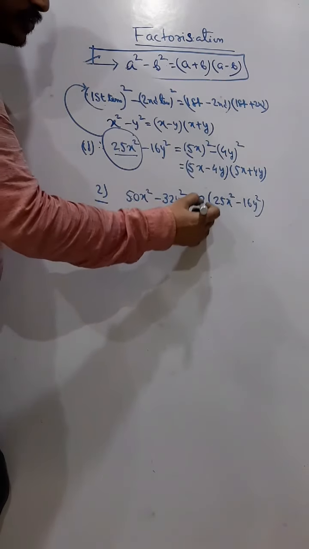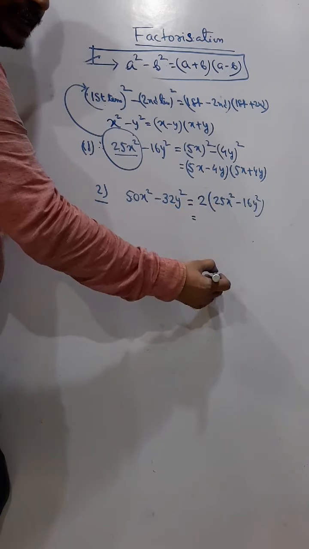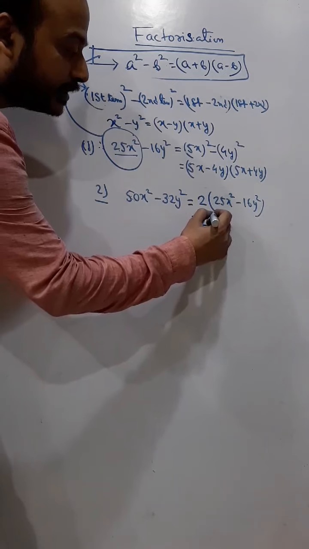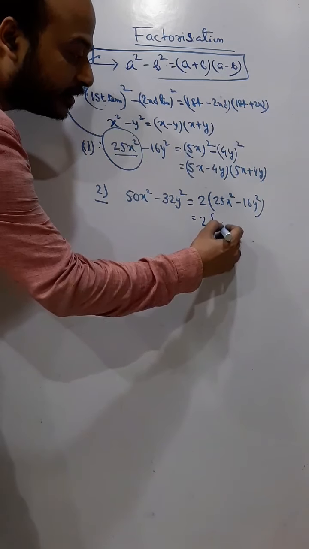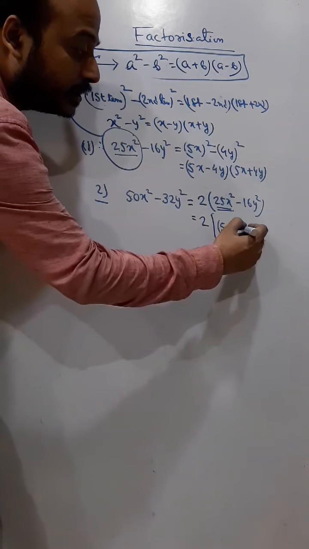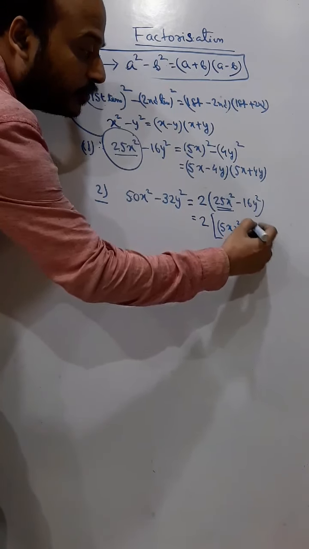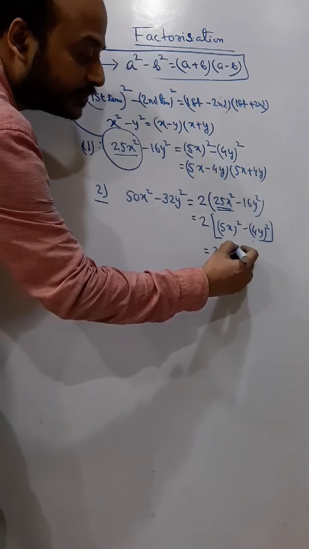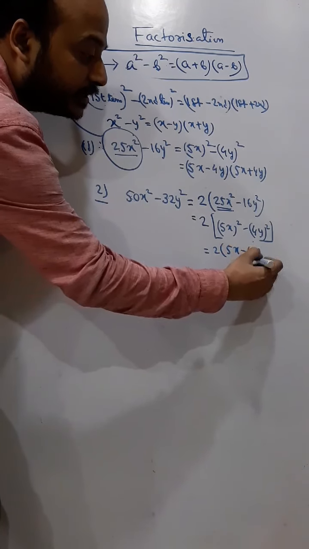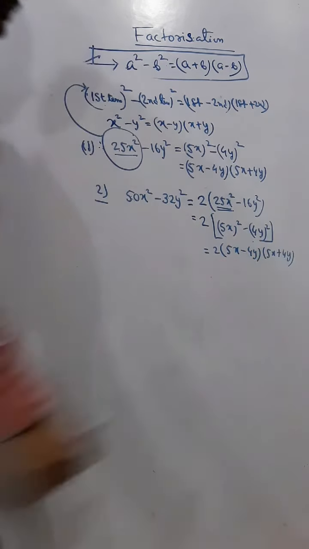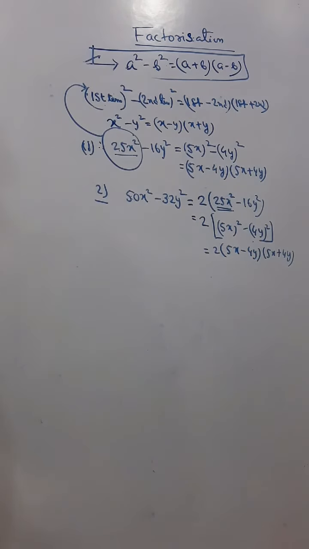And now you can see this sum I can do in this format, and we should write the 2 outside every time. So we'll write 2 and then give a big bracket. I can convert this into whole square, so I'll write 5x whole square minus 4y whole square, and now I can write it as 5x minus 4y and 5x plus 4y. Understand?